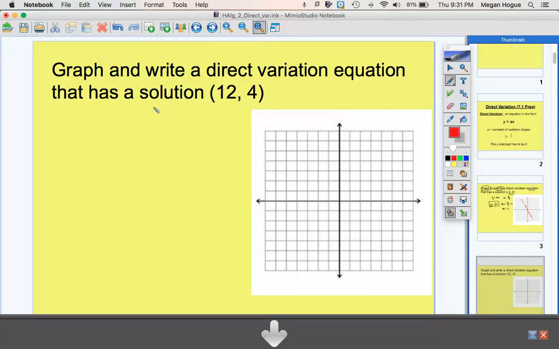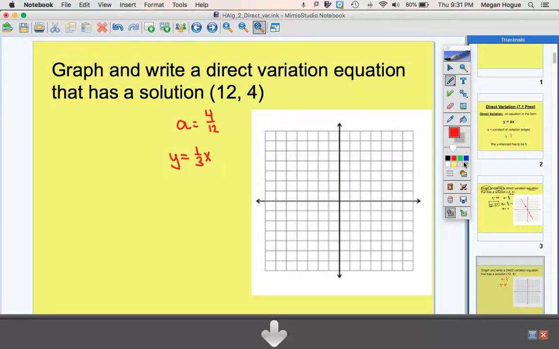Next one, graph and write an equation again. Solution 12, 4. Bare minimum is what I would need. I would want to see a is equal to y divided by x, so 4 over 12. You can reduce it in your head, your calculator, that's 1/3. So I would say y equals 1/3 x.